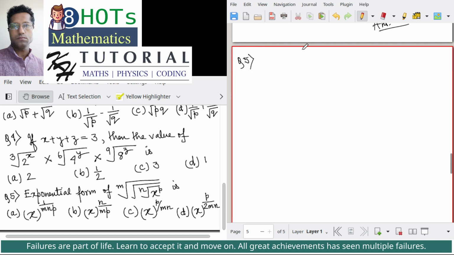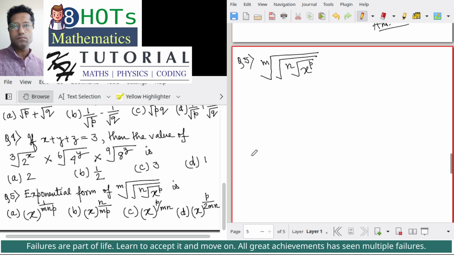Exponential form of. We are given a radical form, and we have to find its exponential form. What is given is an mth root of, and that of is a square root. Inside the square root we have the nth root of x to the power p.